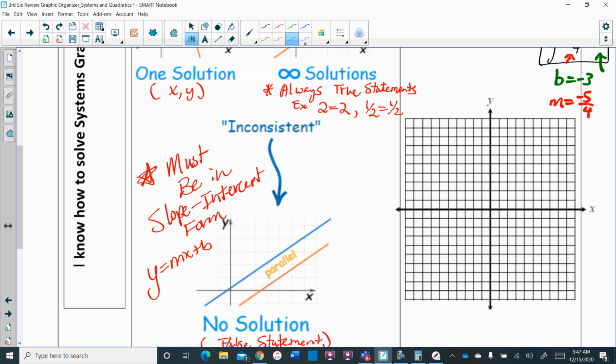That means I start at negative 3 on the y-axis, which is my y-intercept. And then my slope is negative 5/4, so that means I'm counting down 5, 1, 2, 3, 4, 5, and to the right 4. Put a point there. I cannot continue that because I run out of room. So I'm going to go in the opposite direction, up 5, to the left 4. There's that point. I can probably repeat that.